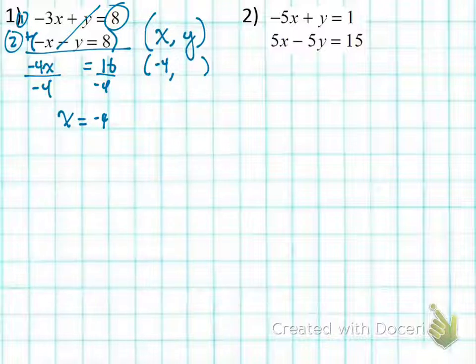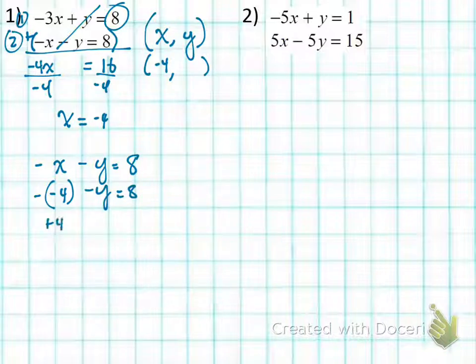So you take one of the equations, and I usually try to pick the easier one from the beginning. Which one is easier? I think equation 2 is easier because there isn't a negative 3x. There's just negative x minus y is equal to 8. Instead of x, I'm going to put negative 4, so it's going to be negative 4 minus y is equal to 8. So this is like saying positive 4 minus y is equal to 8.